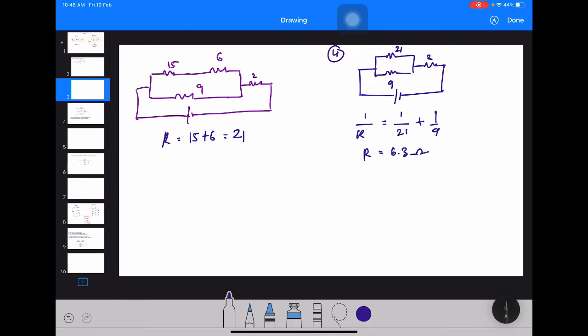Okay, now that you combine 21 and 9, so you are left with only 2 resistors in series. So okay, now you get R effective is equals to 6.3 plus 2.